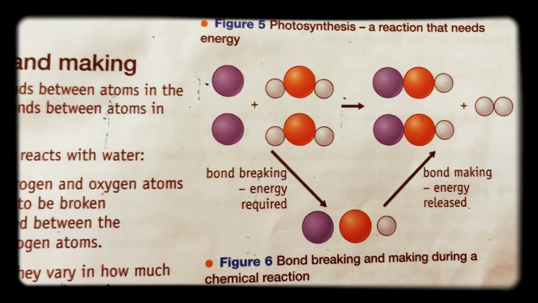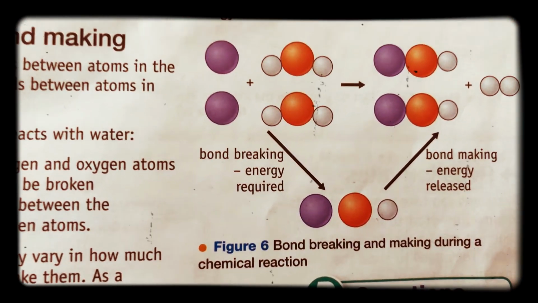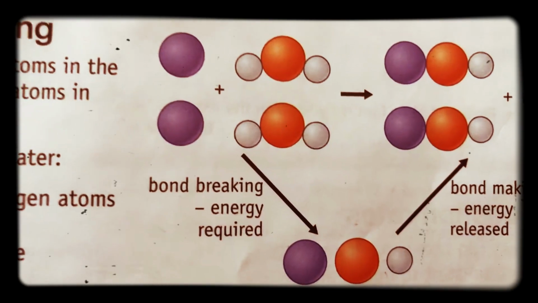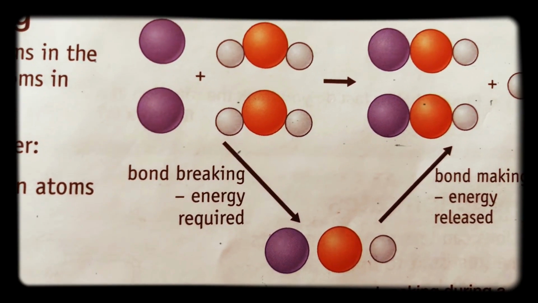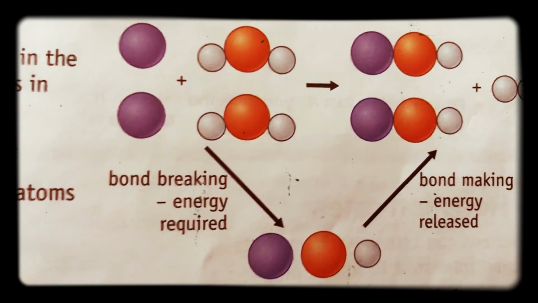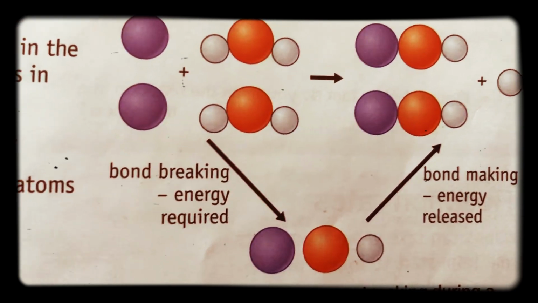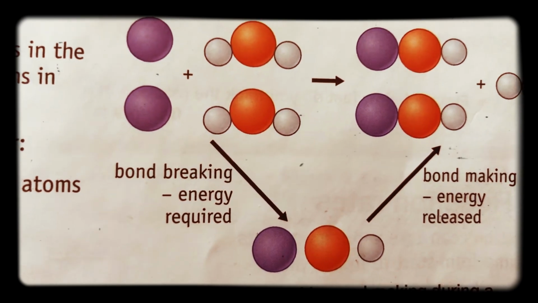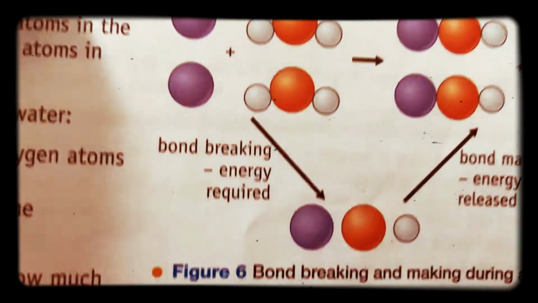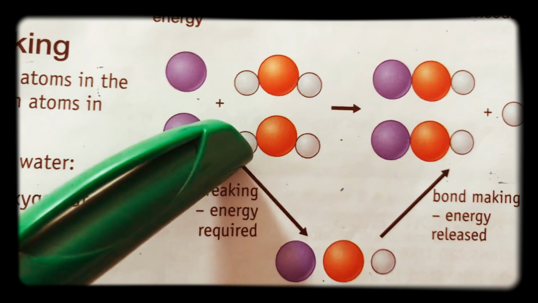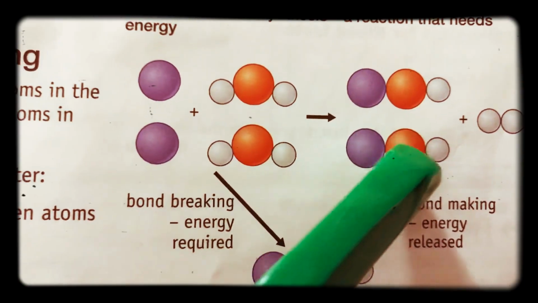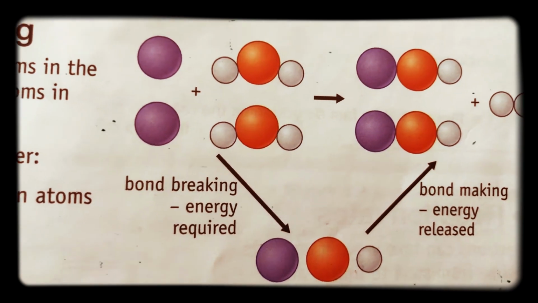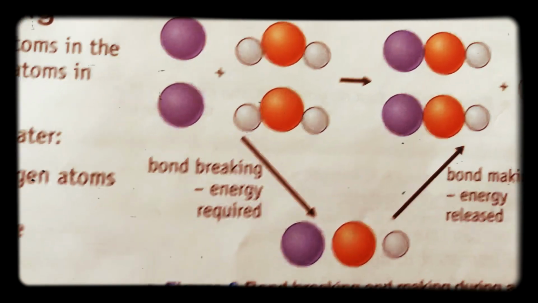Okay. And the reason why we actually get that is because not all bonds are actually the same strength. They vary in how much energy is required to make them and to break them. As a chemical reaction involves rearranging atoms, the type and number of bonds broken will not be the same as those that are made. Okay, we've actually got 1, 2, 3, 4 bonds that we are breaking here, but 1, 2, 3, 4, 5 bonds that we are making on the right hand side.